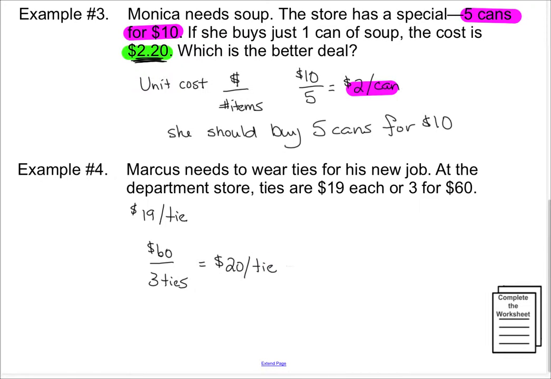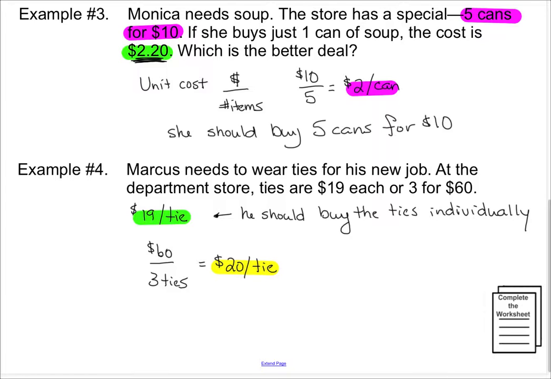Well, he's actually paying more money there if we have a look at that. He can pay $19 for 1 tie, or he can pay $20 for a tie if he buys 3 of them for $60. So I think that he should maybe just buy 1 or 2 ties. It'll save him some money. So he should buy the ties individually. That's definitely a better deal.